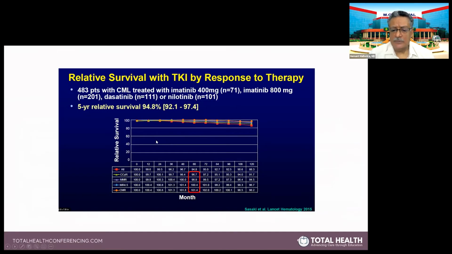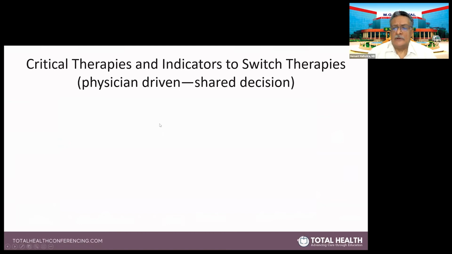And it has also been seen that relative survival with TKI by response to therapy, the more and the deeper response you have, is directly related to your 5-year survival. And if you have a good cytogenetic response, a deep molecular response, or a complete molecular response, then your 5-year survival is in excess of 95%. So sometimes it becomes critical to switch therapies.